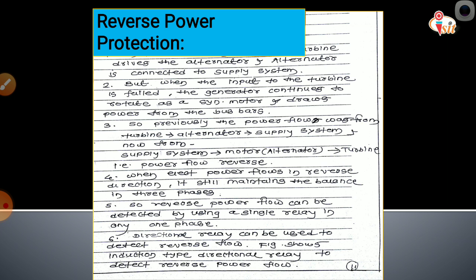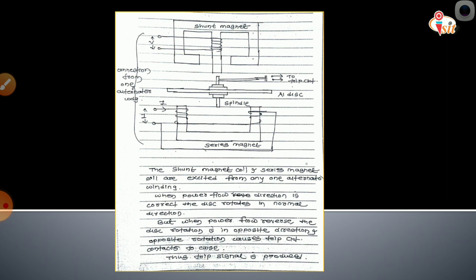So when the electric power flows in the reverse direction it still maintains the balance in the three phases. So reverse power flow can be detected by using the single relay in any one phase. सो एका फेजमध्ये आपल्याला एक डायरेक्शनल रिले द्यायला लागेल. मग डायरेक्शनल रिले आपण ऑलरेडी बघितलेलं आहे की कसं ऑपरेट होत असेल, दोन मॅग्नेट्स आहेत, एक शंट मॅग्नेट एक सिरीज मॅग्नेट, and in between these two magnets one aluminum disc is placed. सो अल्टरनेटरच्या एका फेजमध्ये डायरेक्शनल रिले इन्स्टॉल करायला लागेल.